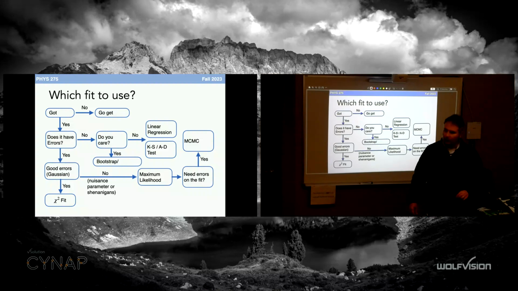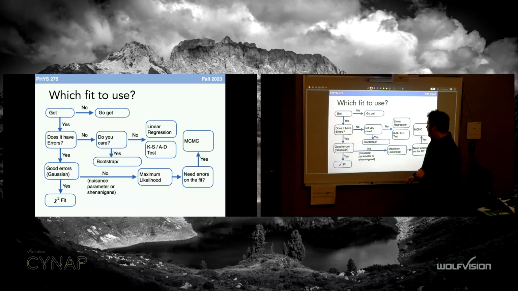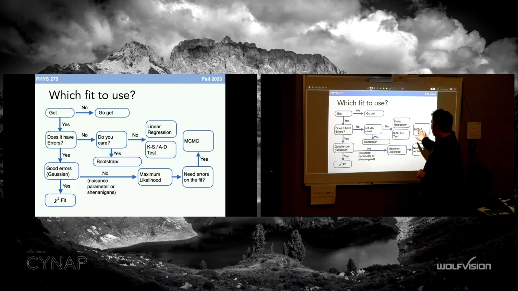So we had the question of what fit to use. If we have good Gaussian errors, then we can do a chi-square fit. These assume errors that are symmetric on both sides, not one that looks like this, for example. And if there are nuisance parameters, so essentially your model may need some extra variability, or there are some other shenanigans, then what you get is a maximum likelihood fit. And if you want errors on that, you'd use MCMC.